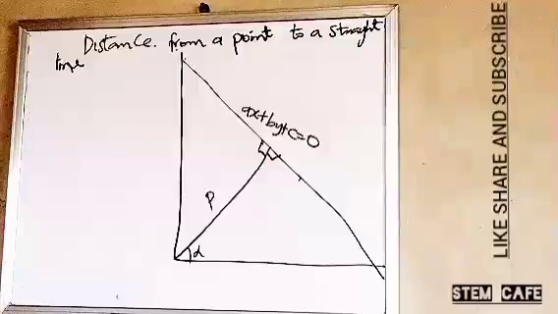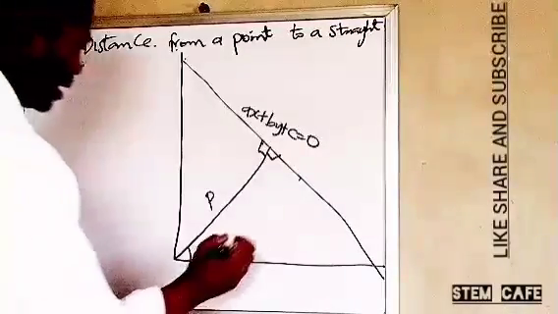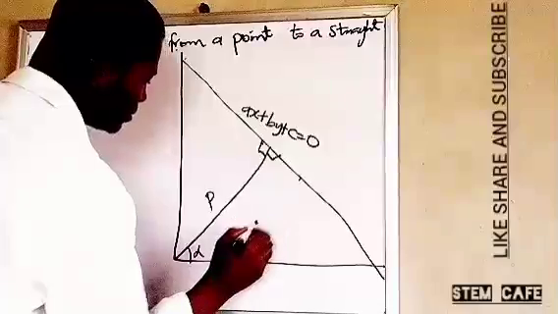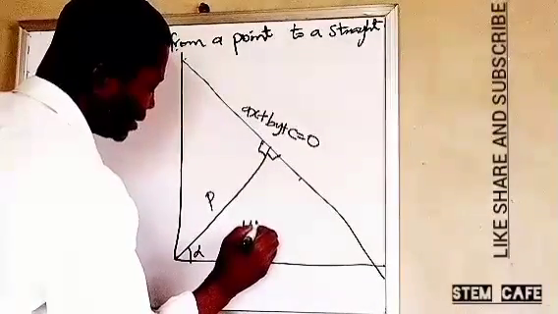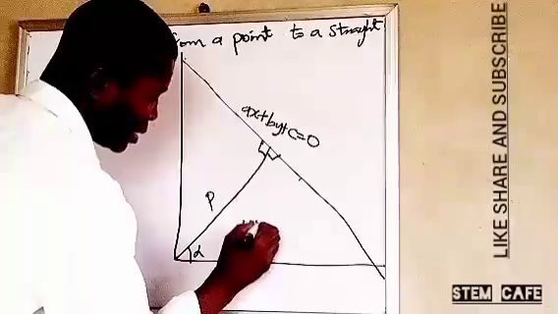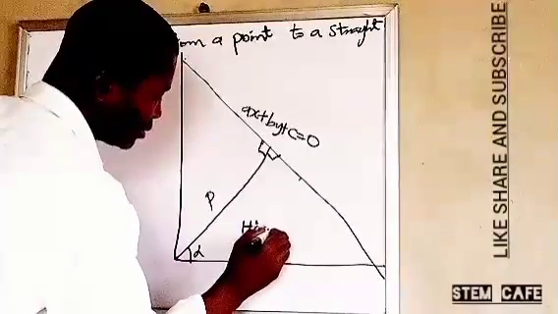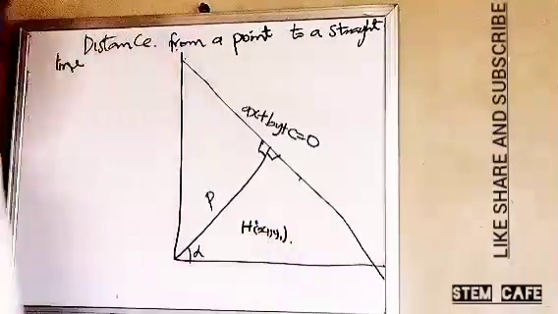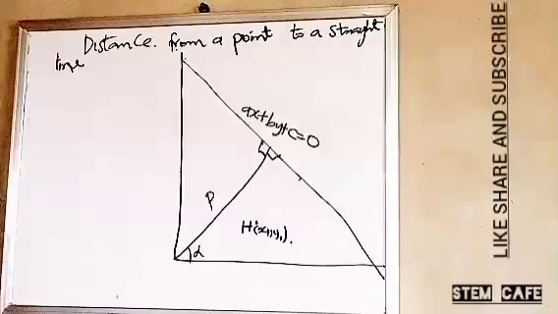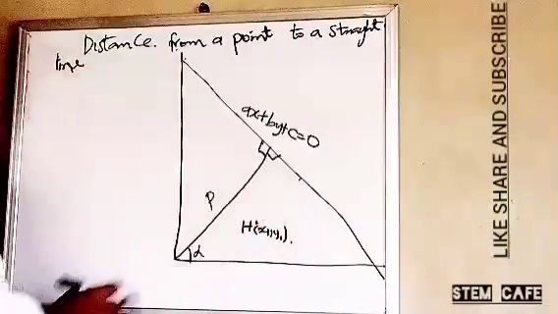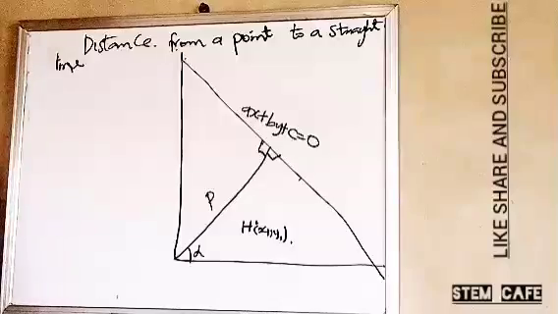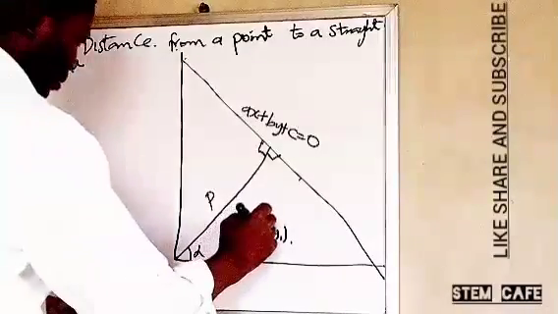Now let's get the distance from a point to a straight line. Let's assume I have a point H with coordinates x1, y1, and I want to find the distance from this point to the line ax plus by plus c. Let's see how I can go about it.